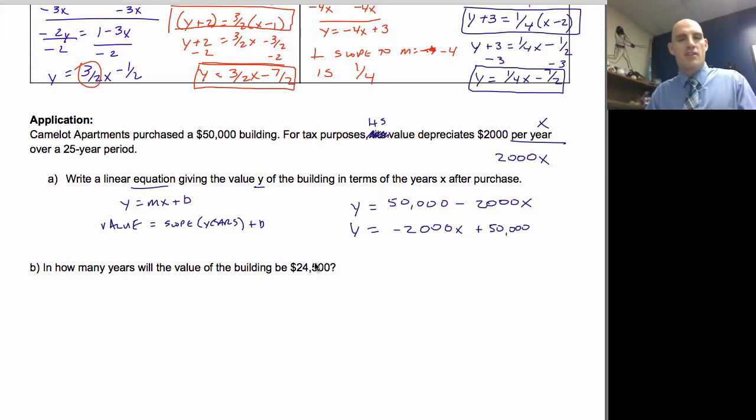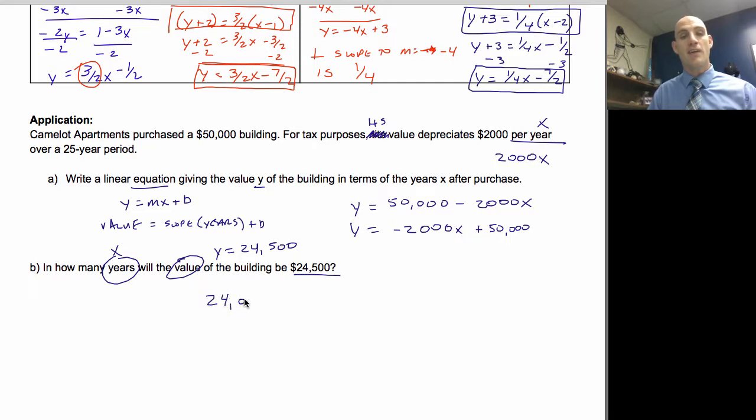Well, how many years will it be until the value of the building is 24,500? Well, so how many years? That's x. The value equals, so y equals 24,500. So literally I'm saying the value of the building is this. Okay? So when is that? After how many years? Well, I don't know. It's a question mark. It's an unknown. The years are unknown, so I leave that as x.